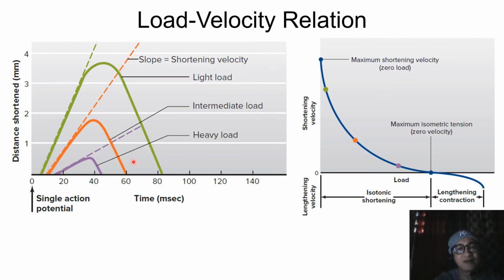The figure shown here clarifies the relationship of the load to that of the velocity of shortening of the muscle. So this figure shows the load-velocity relation. The velocity at which a muscle fiber shortens decreases with increasing load, and the shortening velocity is highest when there is no load, and zero when the load is equal to the maximal isometric tension the muscle can develop.